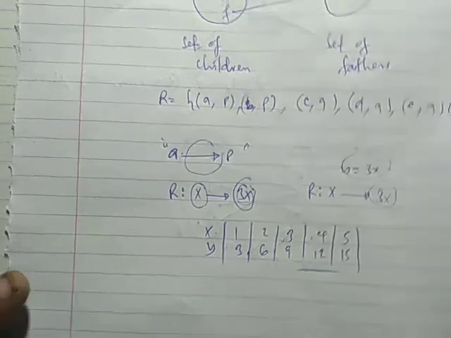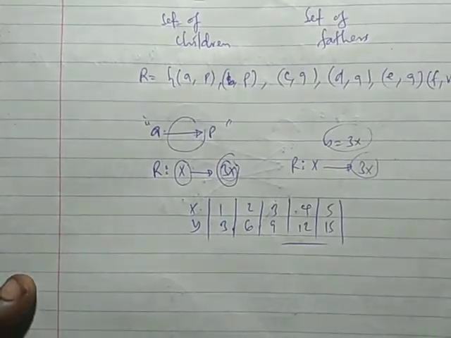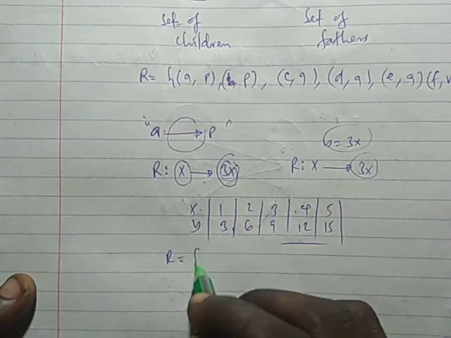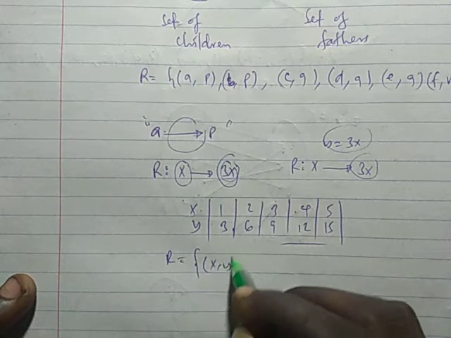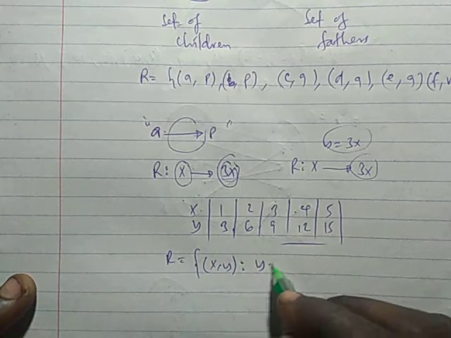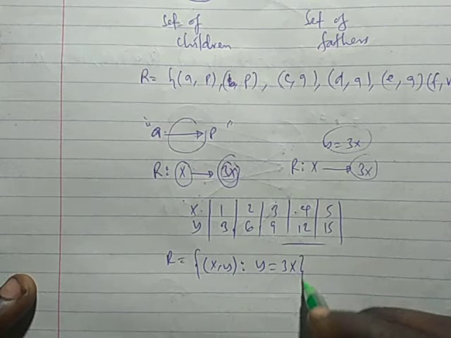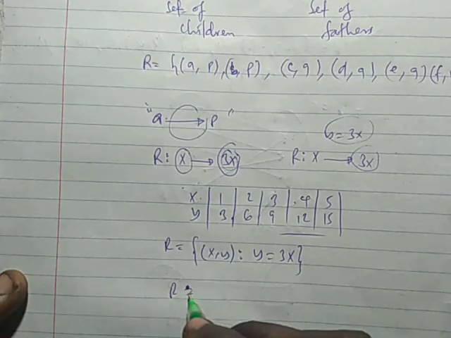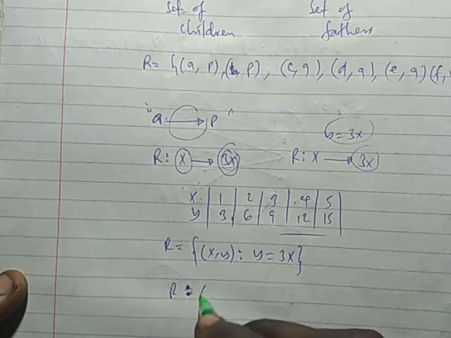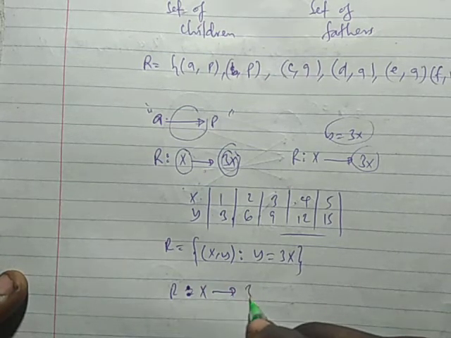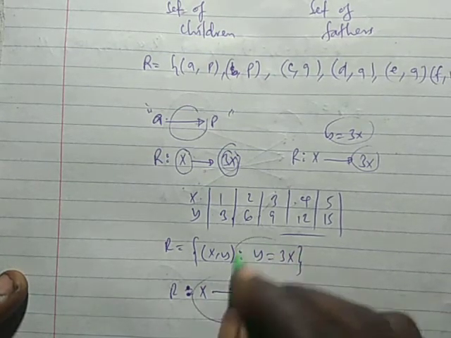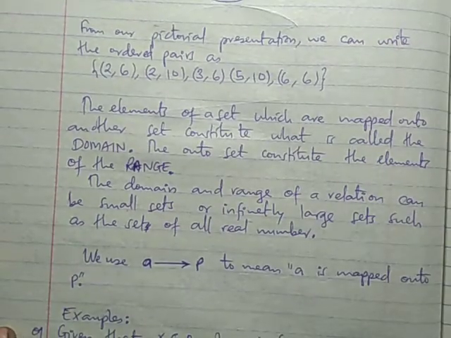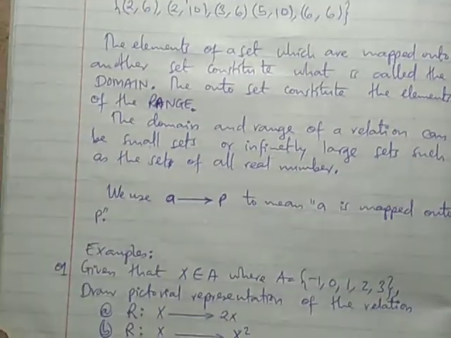Kwa hiyo unaweza kukuta kwenye relation nyingine badala ya kuandika R is equal to set of ordered pairs (x, y) whereby y is equal to 3x, yeye anakuandikia tu R whereby x is mapped kwenda kwa ngapi? Kwa 3x. Akiandika hivi na akiandika hivi, that is the same thing. Aya, tuone sasa kwa mfano hapo kwenye example.